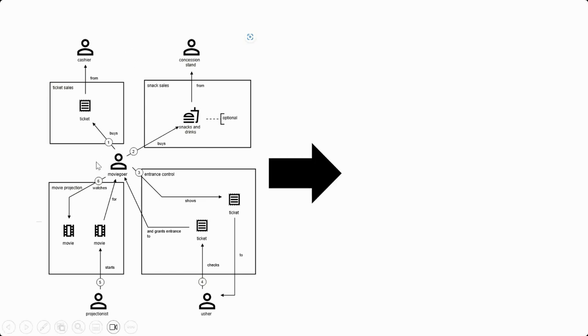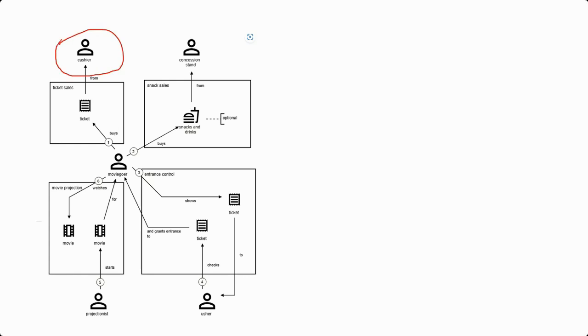So one role could be, of course, the customer. Then the second role could be the cashier at the counter who could sell the movie ticket. Then there could be someone who sells snacks and drinks, which could be a nice-to-have role. We have identified the customer as the main character. Then someone at the entrance control would check the ticket, and of course someone needs to operate the projector to start the movie.